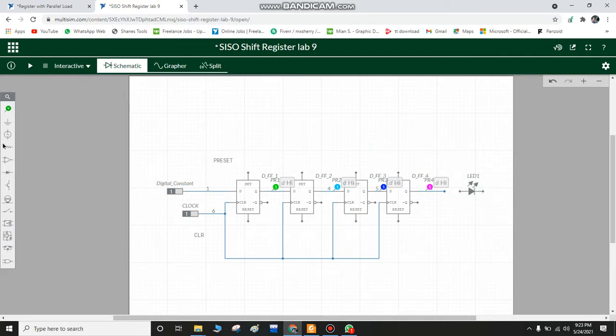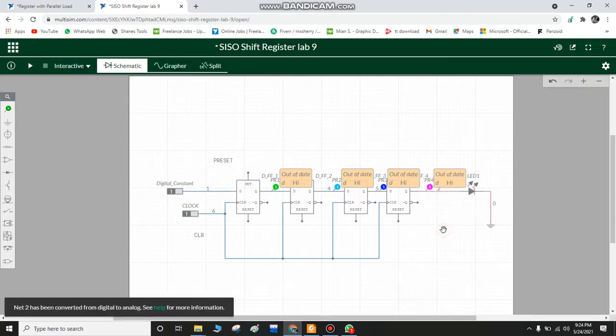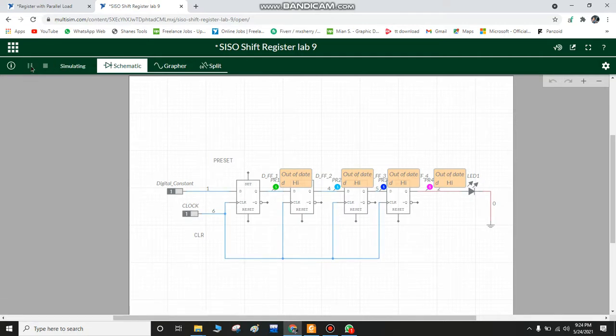And the final thing is our ground. I think they were removed mistakenly. Now simulate it and see what happens.